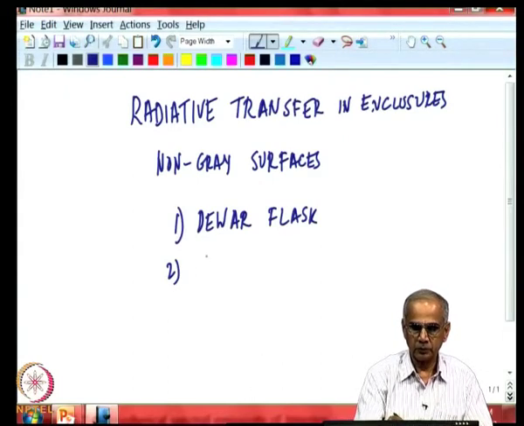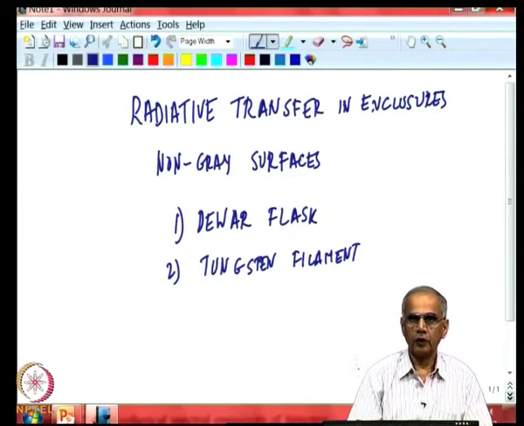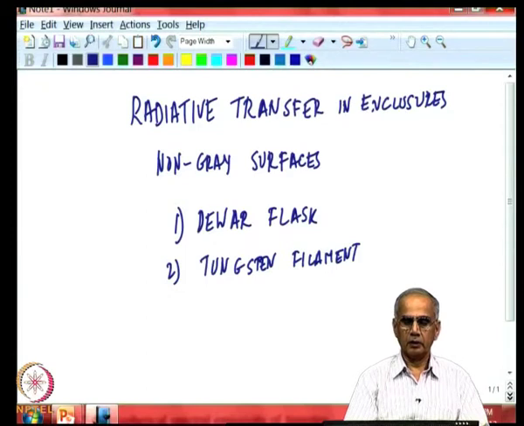was related to the tungsten filament lamp design, where also the design of the filament was influenced by the fact that the emissivity of tungsten was not really independent of wavelength. Okay. Now, these are very simple examples.